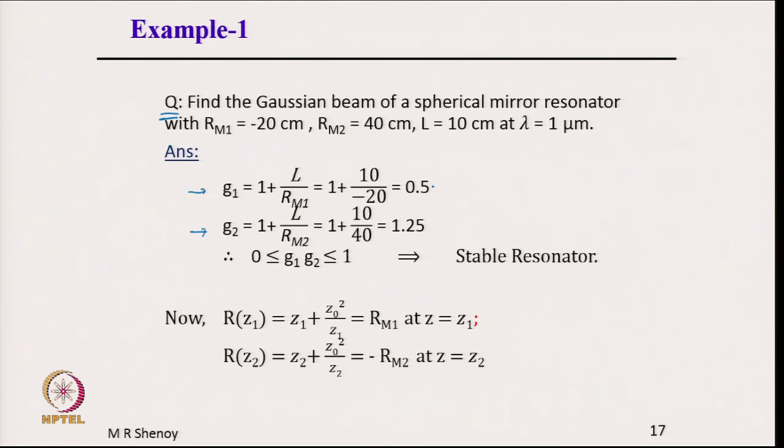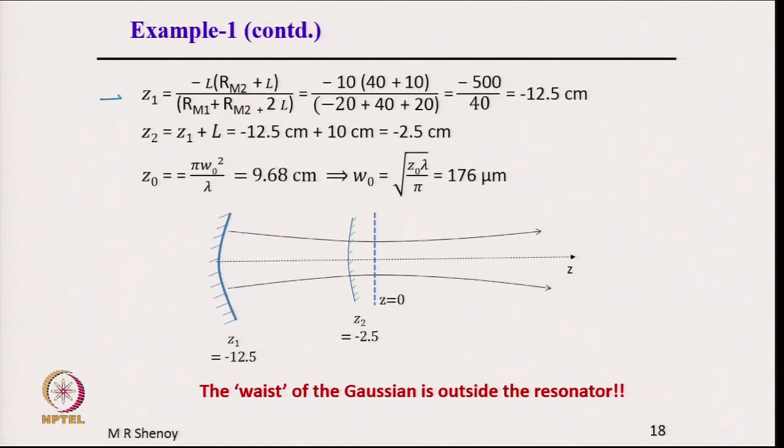So, you can substitute and we see that G1 is 0.5, G2 is 1.25, therefore, the product is less than 1, which means it is a stable resonator. So, this is the first point. First step, check for stability. Do not waste time if it is not stable. Then now we go for the condition R of Z1 must be equal to Rm1, R of Z2 must be equal to Rm2. So, let us therefore find out Z1.